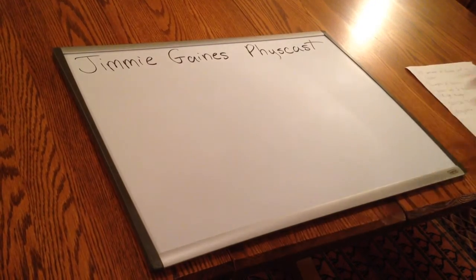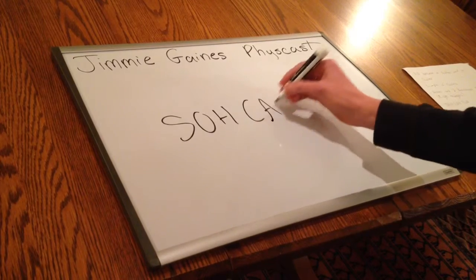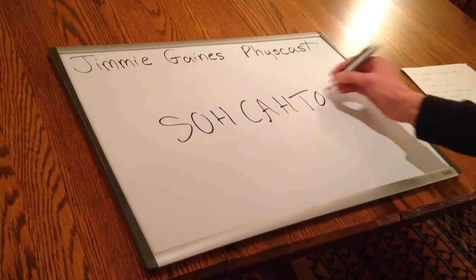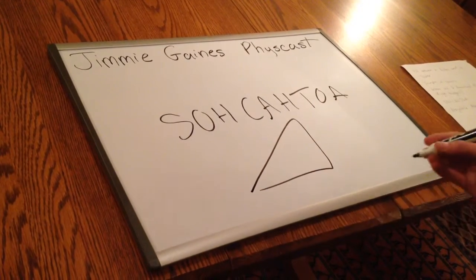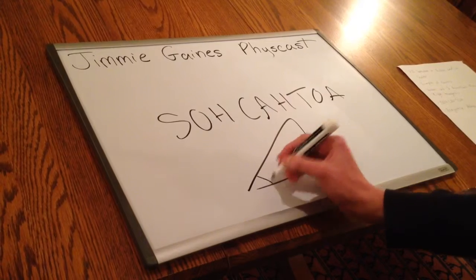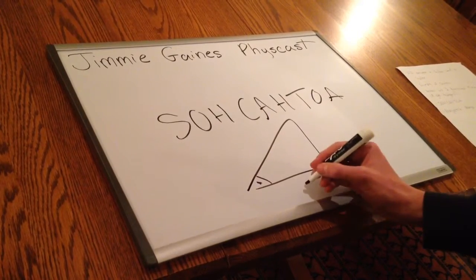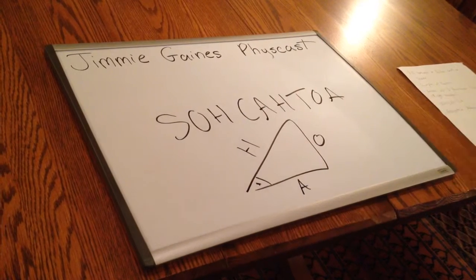And how you're going to remember these is SOH CAH TOA. And in the right triangle, we have our three sides, in proportion to the angle. So here's our angle. We have our adjacent, our opposite, and the hypotenuse.